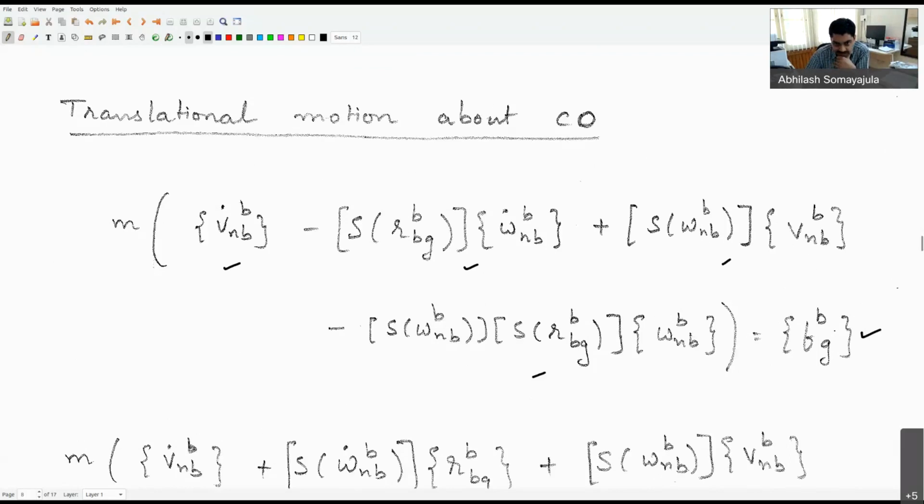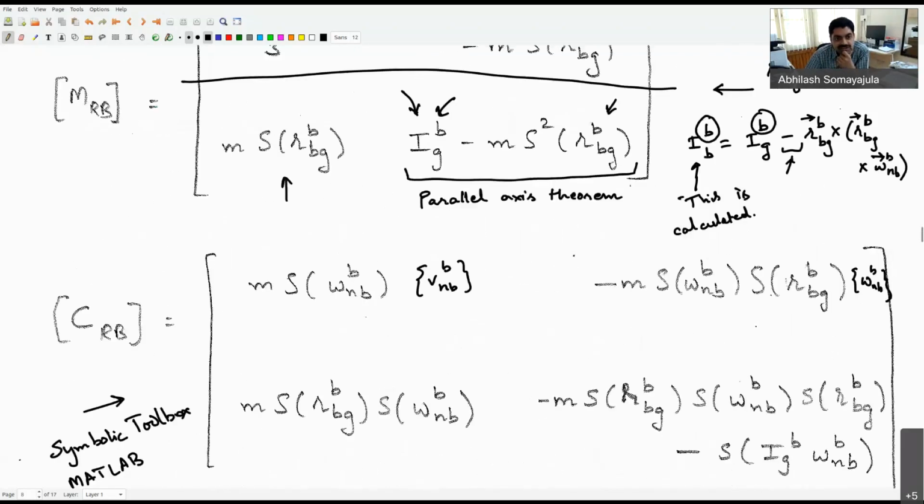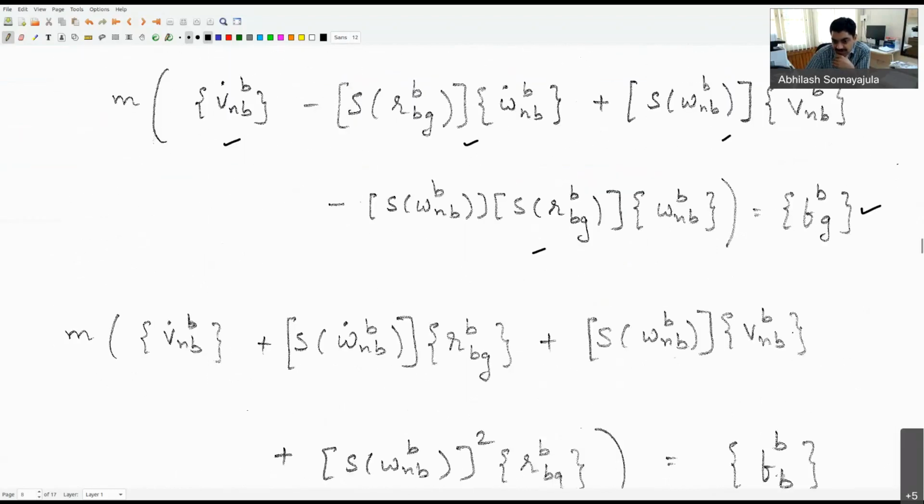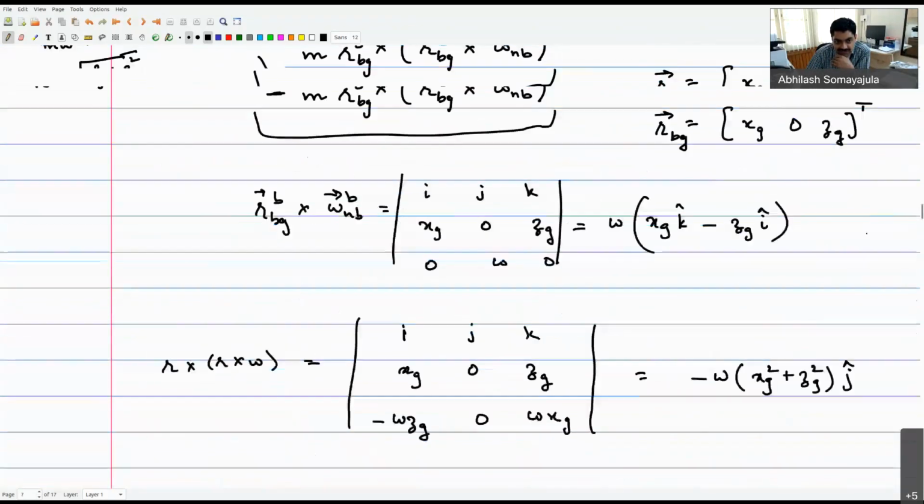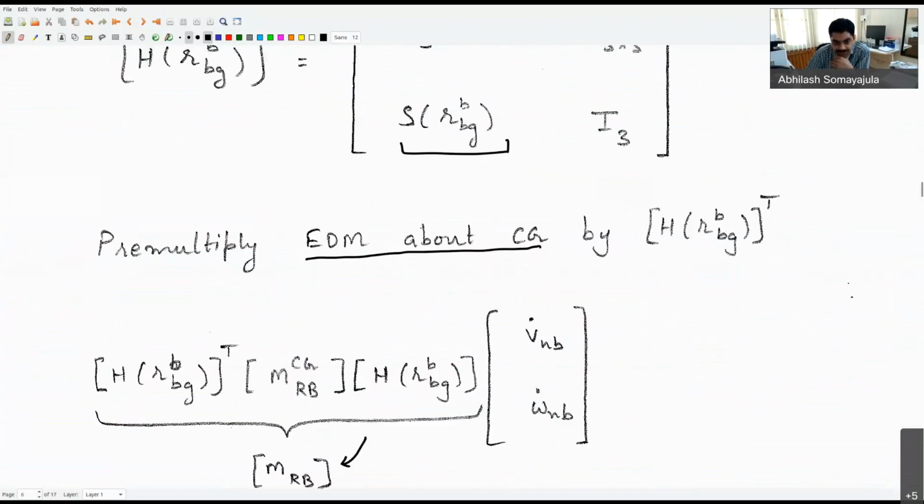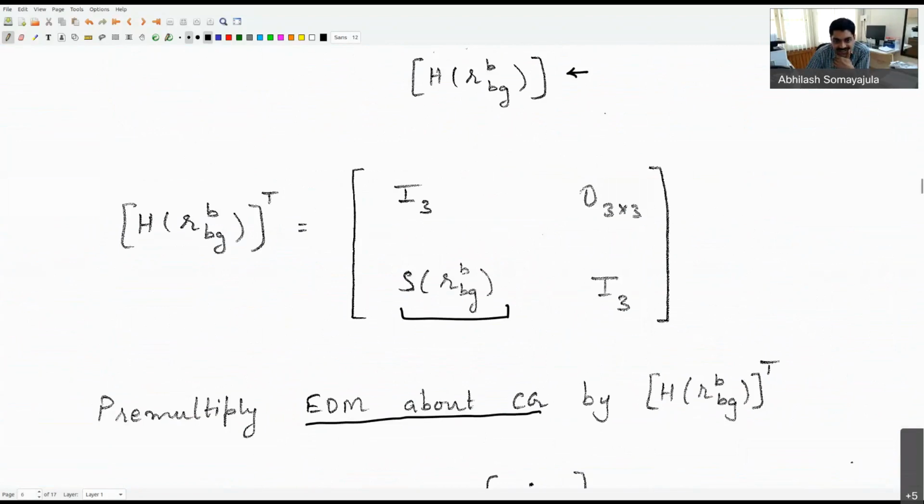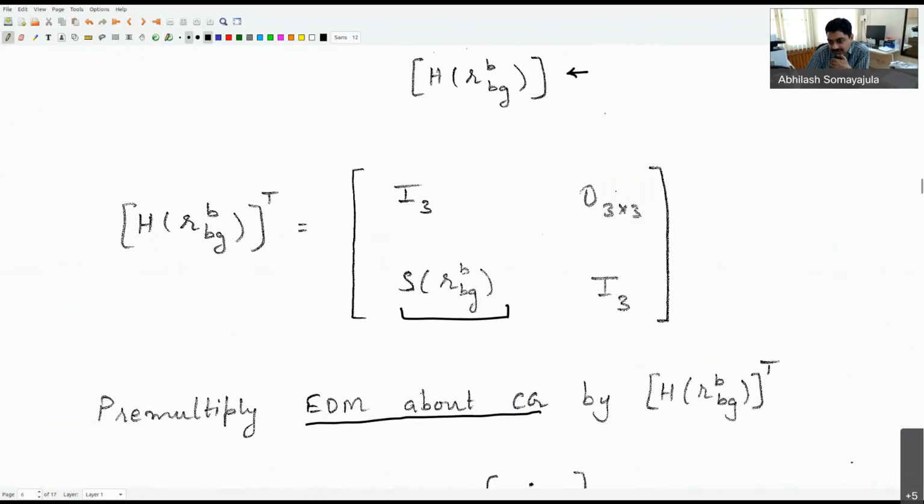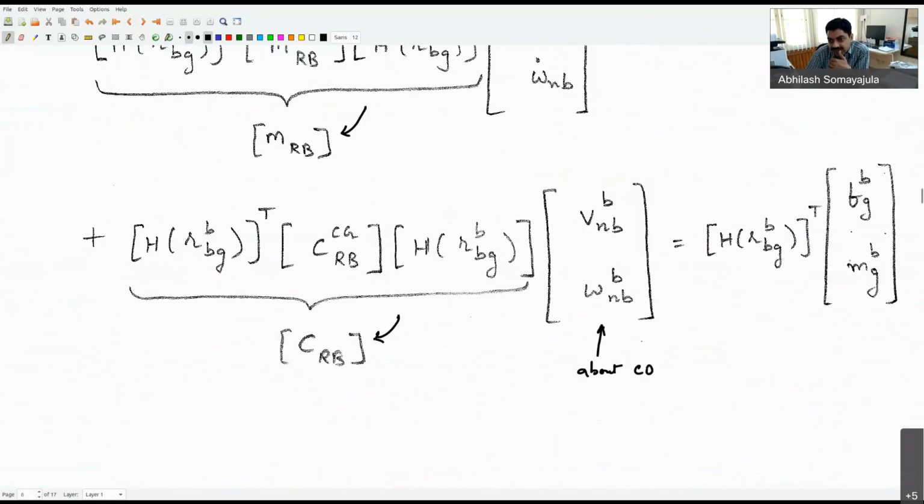In fact, there is a mistake here. This is a small mistake. This thing is not F_G, this is F_B. It should be F_BB, where this F_BB is nothing but where I took that H matrix, right? H transpose times F_GB. So if I look at that H transpose, it is I3 times F_GB plus 0 times M_GB. Is this making sense?